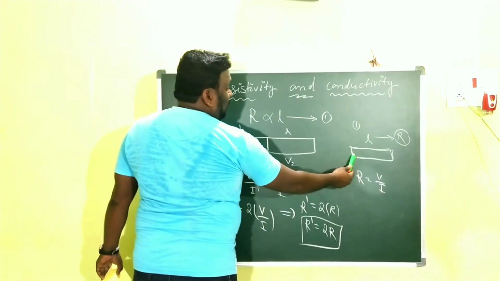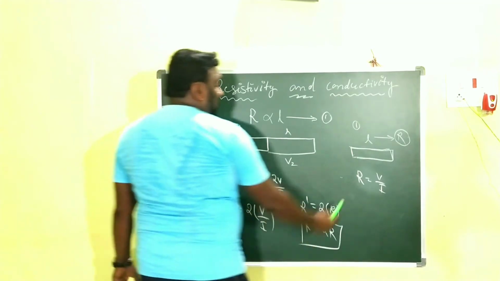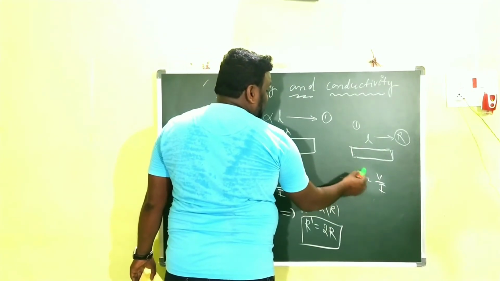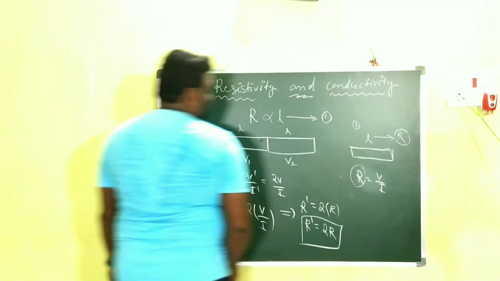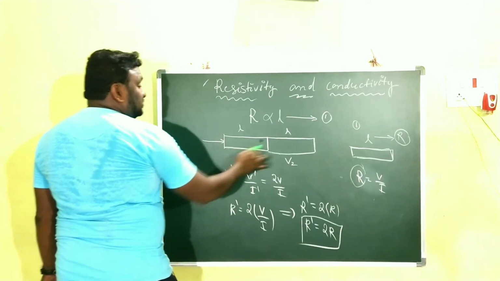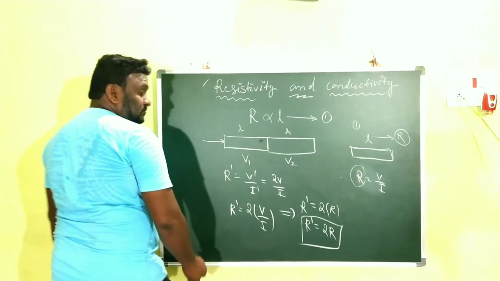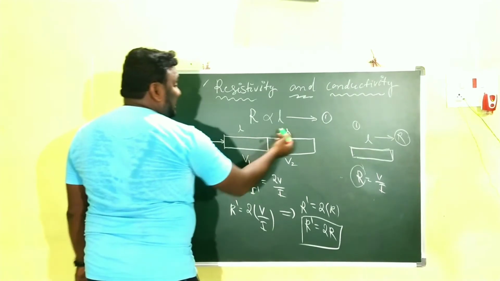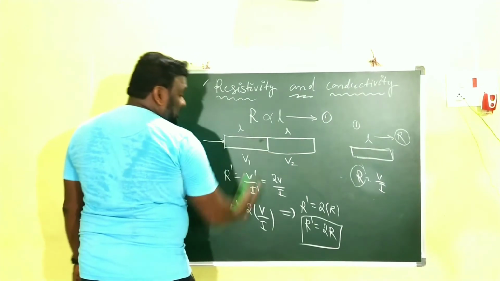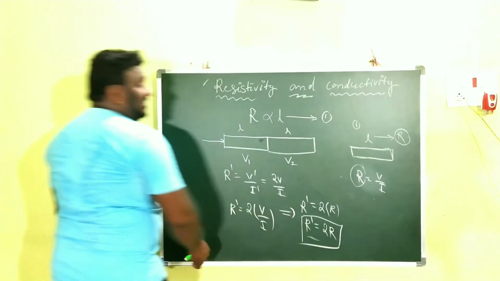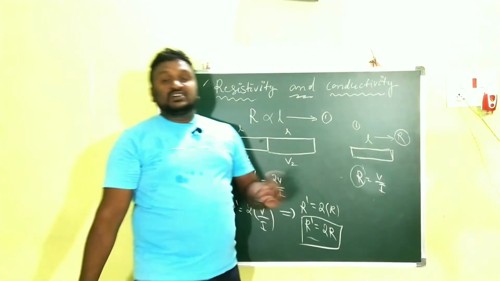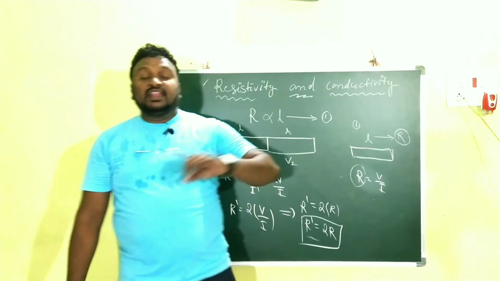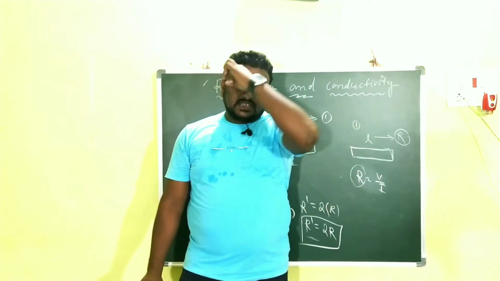That means what do you have to say? When we have only one slab, the length is L, then what do you write? R is equal to V by I. That means the value of resistance is R. When we keep them side by side, the length increases. When the length increases, the resistance also increases. So this is the first relation, children, the relation between resistance and length of the conductor.